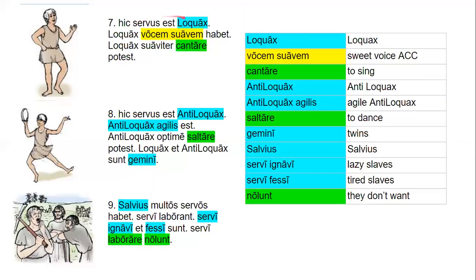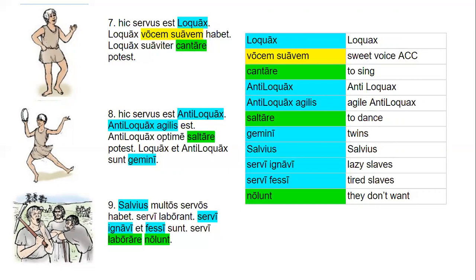So this slave is Loquax. Loquax vocem suavem habet. So Loquax has a sweet voice. So this is the accusative direct object. These are third declensions, right? So the main form is vox. You might know the term vox populi. That's where this comes from. So it's a direct object of habet. So Loquax habet vocem suavem. He has a sweet voice.